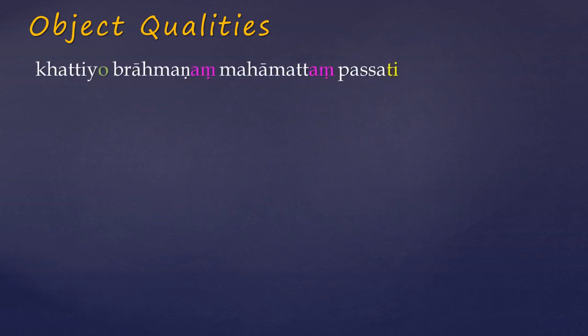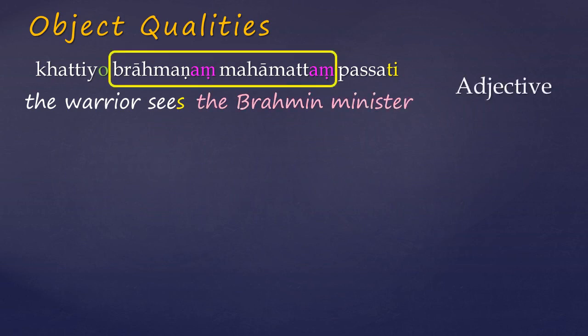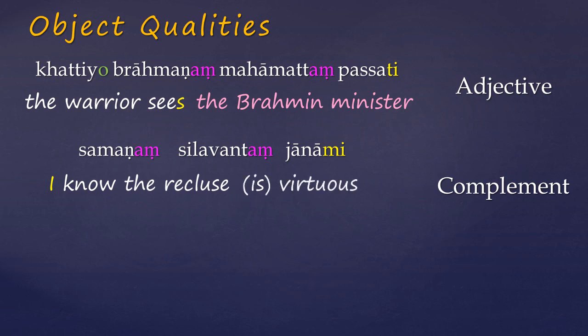Any attribute of the object will also be placed in the accusative case, such as with an adjective or with a complement where there's an implied linking verb. For instance, I know the recluse to be virtuous. The linking verb is left implied. And here the complement technically is called the object complement because it qualifies the object.